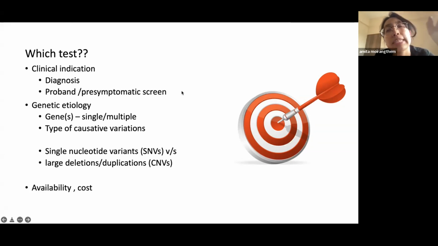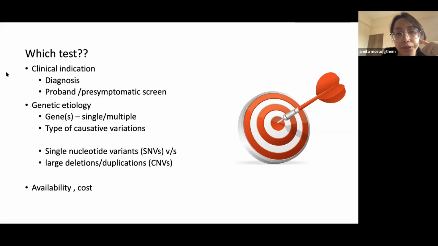That is what the test is able to detect and not able to detect. So for this, we need to have some background knowledge regarding what is the probable or known genetic etiology of that particular diagnosis or condition. Basically, this consists of how many genes are known to cause that disease. Is it only a single gene, or can it be caused by multiple genes, and what are the types of mutations or variations which cause that particular cancer syndrome?